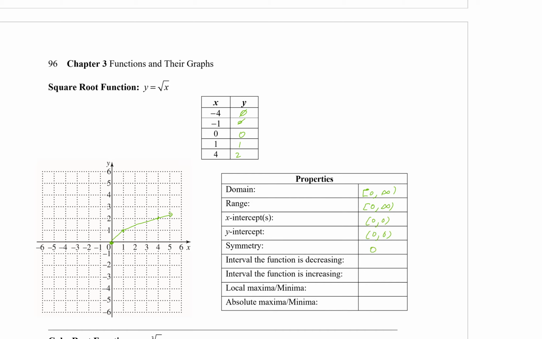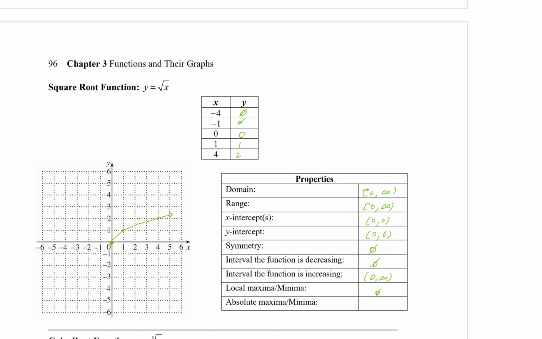It has no symmetry, not even or odd. And the function is always increasing, but it starts at 0, so we'll say from 0 to infinity. Oh wait, that's decreasing. It doesn't decrease ever, but it's increasing from 0 to infinity. And it has no local min or max.